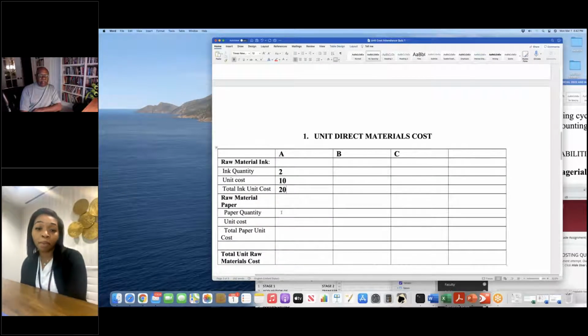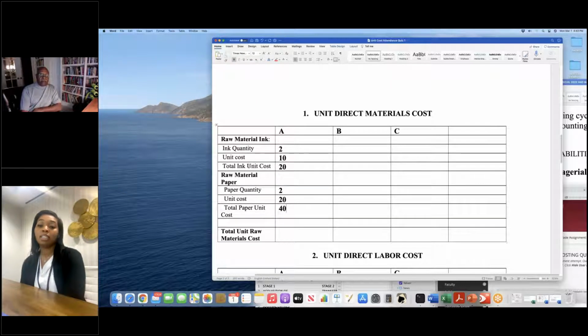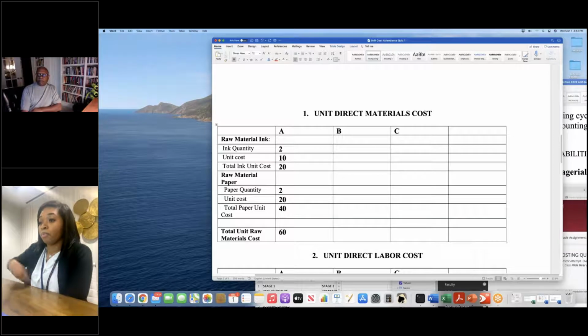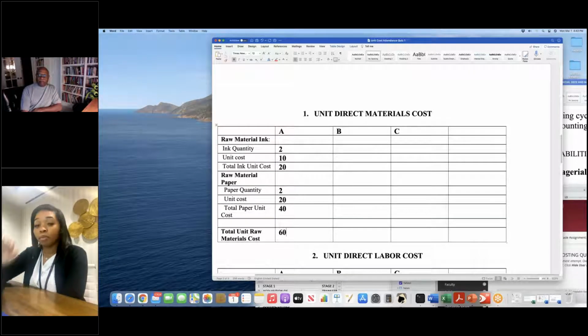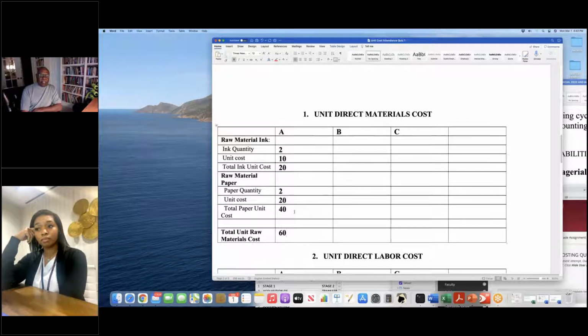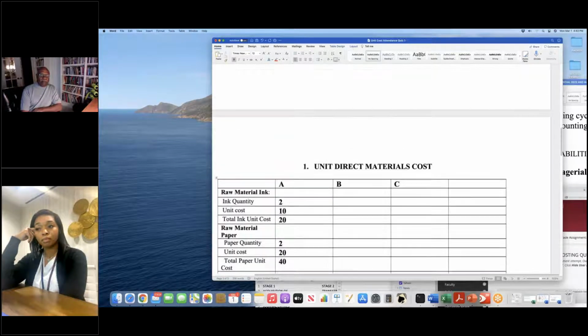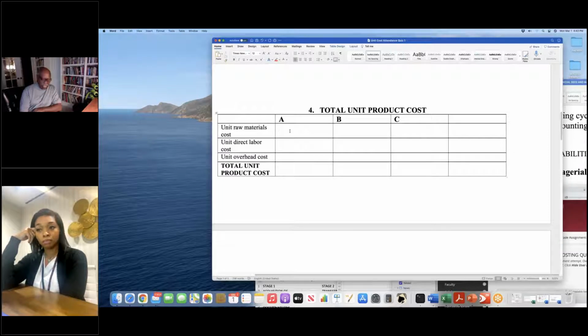And you do the same for paper, which is quantity of 2, cost of 20. And when you multiply that, you get 40. So the total raw material cost is gonna be what? 60. And you get that by adding 20 plus 40. 20 ink, 40 paper, 60. And what we're gonna do with the 60? The 60 goes with the total raw materials cost, right there, unit raw materials cost.